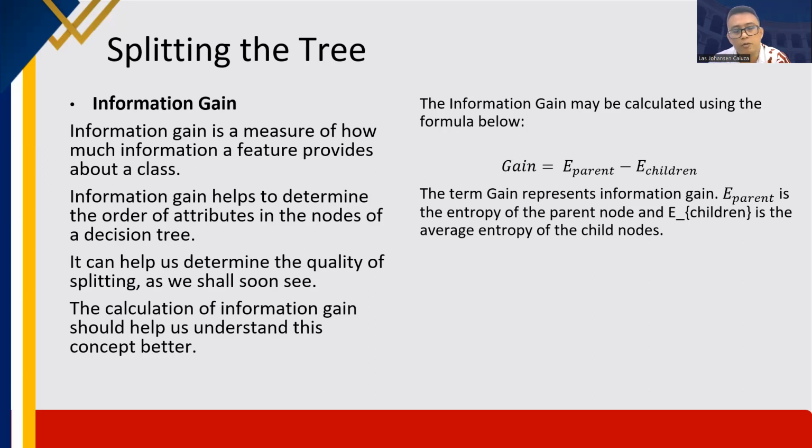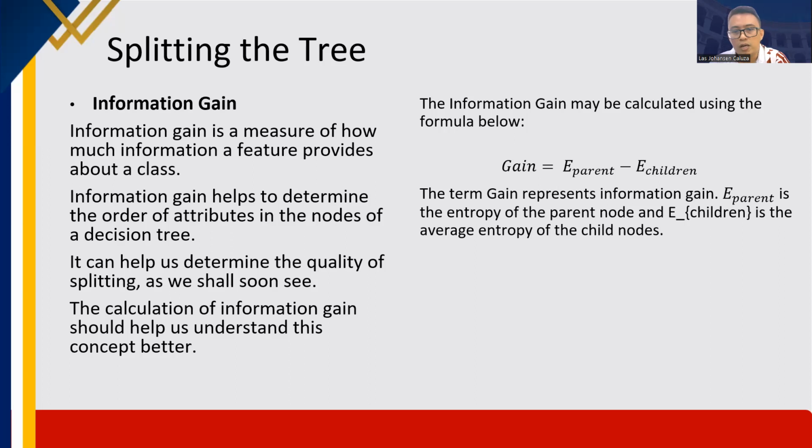And information gain helps us to determine the order of attributes in the nodes of a decision tree. Now it can help us determine the quality of splitting as well, as we shall soon see in the demonstration. The calculation of information gain, or IG, should help us understand the concept better later on.